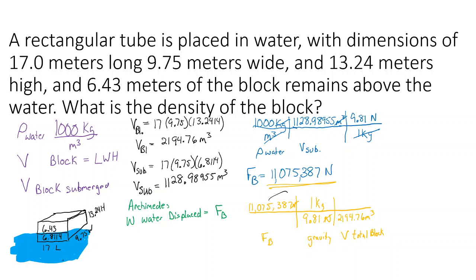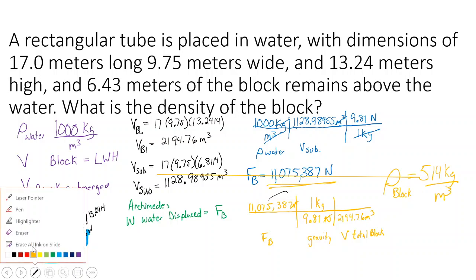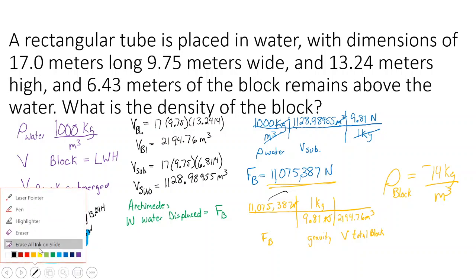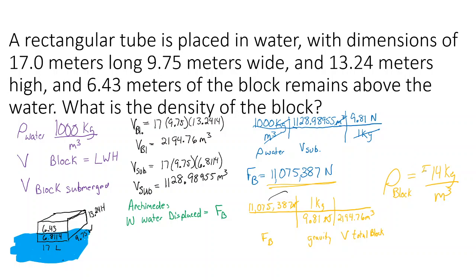Okay, so now we'll take our value, 11 million, divide by 9.81, and then divide by the volume of the block, 2,194.76, to get the density of the block. Again, less than water. I got 3 significant digits, 514 kilograms per meter cubed. And that right there is the solution. So I hope that you're getting these problems.